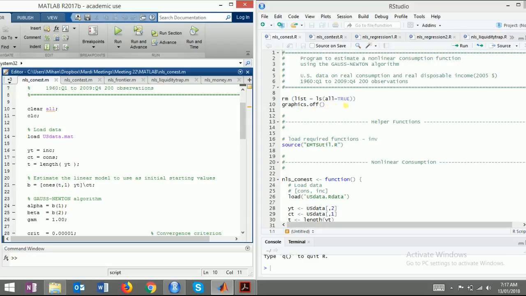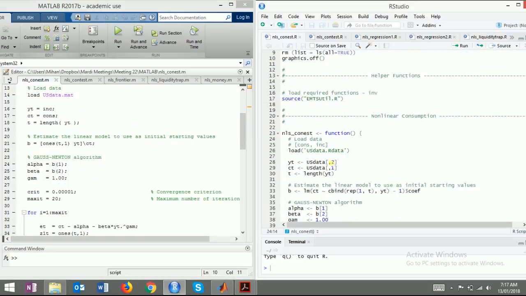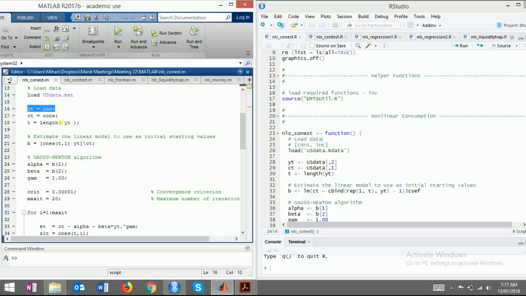Set all true list equal to all true, and graphics off. Then load the data. Y_T is income and C_T is consumption. T is equal to the length of Y_T. So here is the data, second column, first column. Estimate the linear model to use as initial starting values.